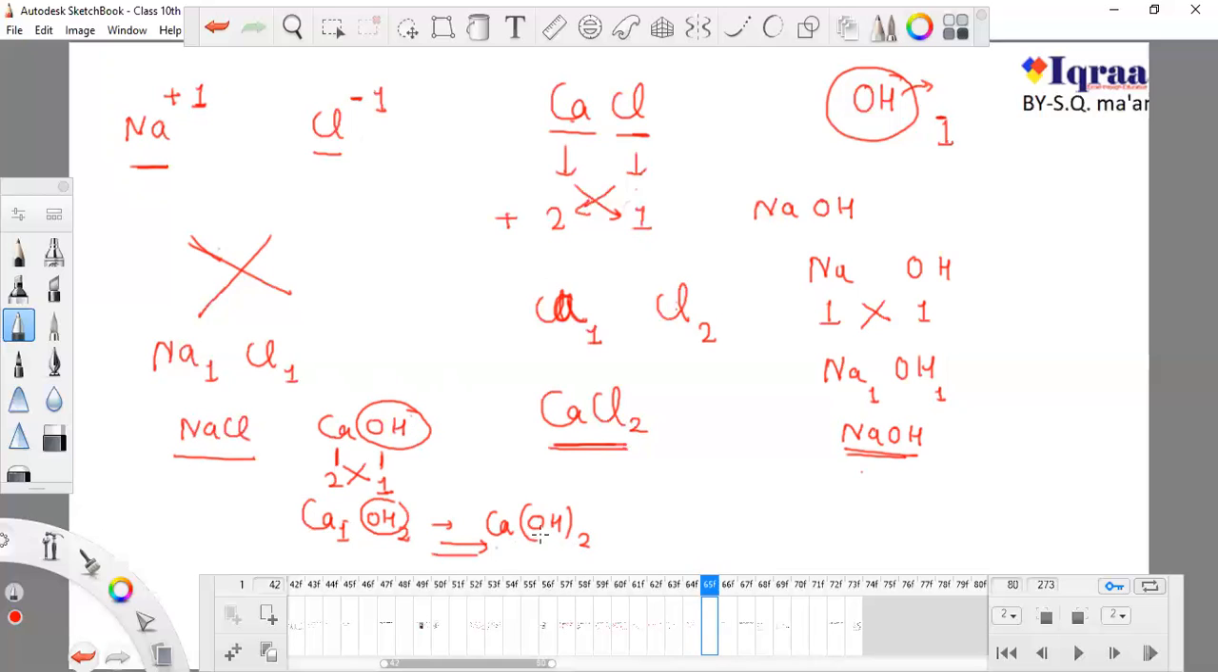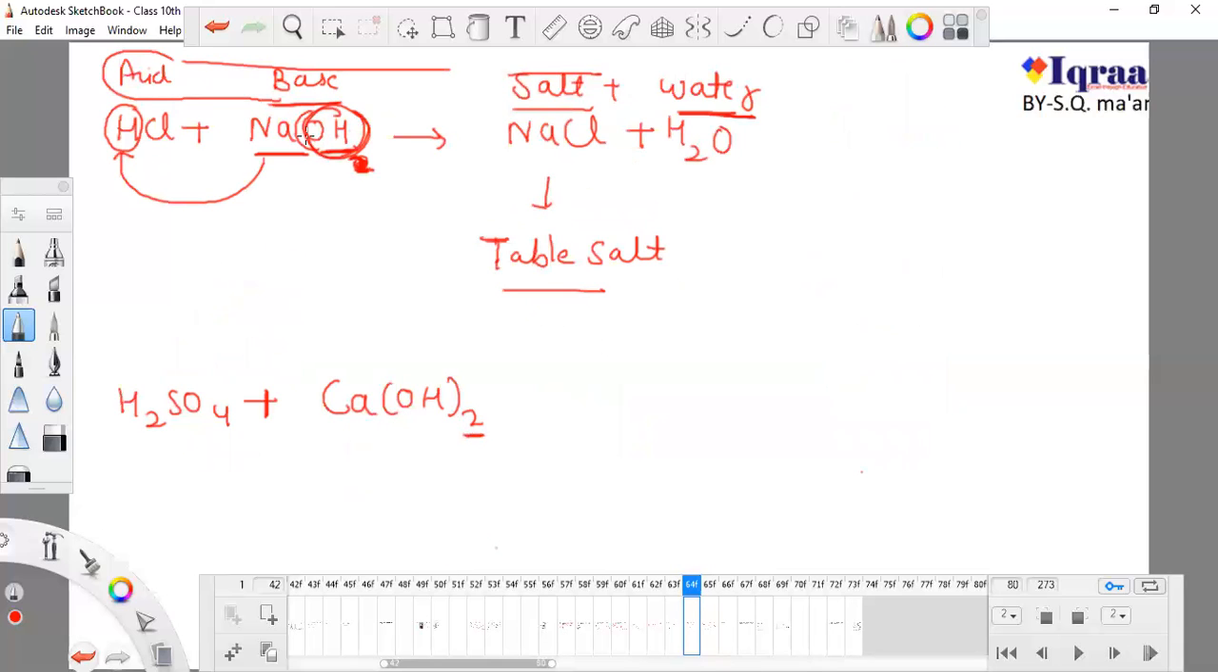I will use this type of formula. That's why I'm using 2 here and I'm not using 2 here, because the valency of sodium is 1 and hydrogen is 1. So both of them will exchange their valencies and it will be NaOH. But here the valency of calcium is 2 and the valency of hydroxide is 1. When they exchange their valency, calcium will take the valency of OH and it will be 1, and hydroxide will take the valency of calcium and it will be 2.